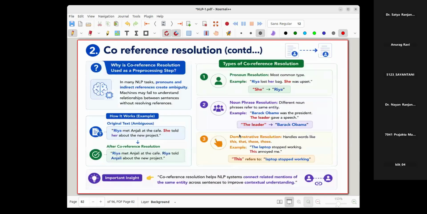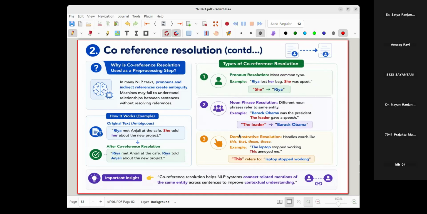Now, why is it used as a pre-processing step? Because in many applications, pronouns and indirect references create ambiguity. Machines may fail to understand these kinds of relationships. Now, he is related to the previous Rahul, but it is difficult for the machine to identify that relationship. It cannot identify it correctly in many cases, and this is common in general ML model cases. So in that case, you need to resolve it.